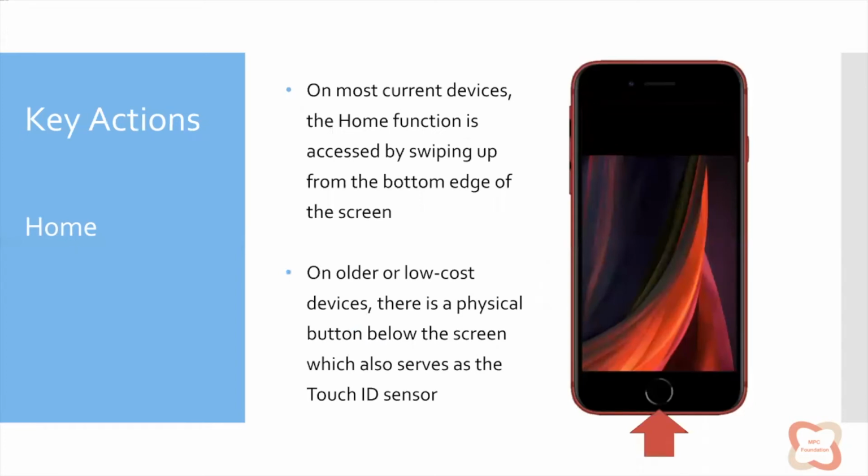Key actions. Everybody might have known it already. From iPhone to iPhone 8, they have a home button to go back home. But from iPhone X to the most recent series, iPhone does not have the home button, but you can go back to home by swiping the bottom of the screen. So if you have iPhone X or iPhone 11 or iPhone 12, you swipe the bottom of the screen to go back to the home. And if you have iPhone 8 and below, you can just click the home button to go back home.